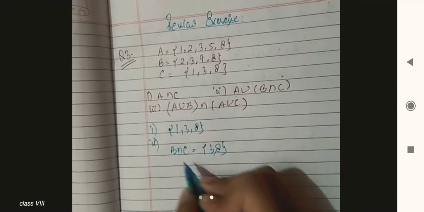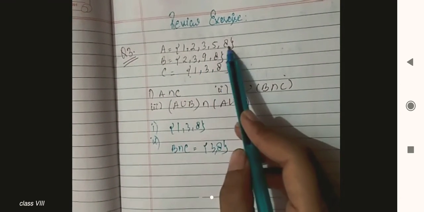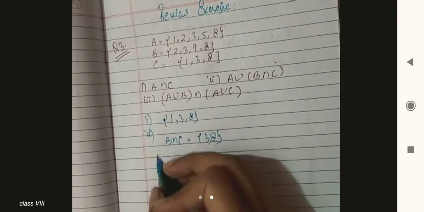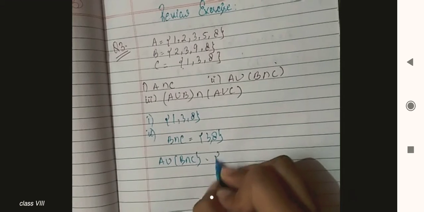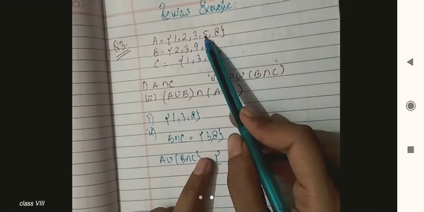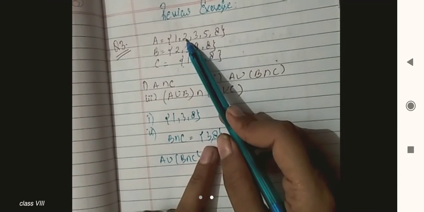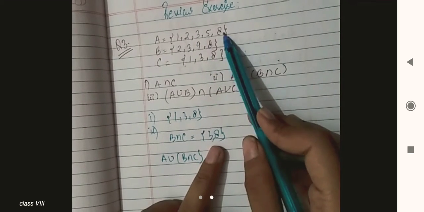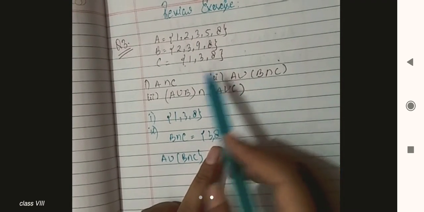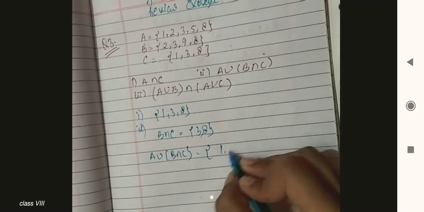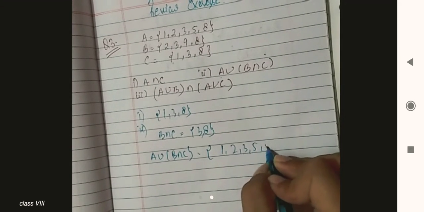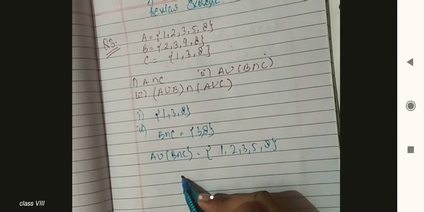Now A union. What is your A? 1, 2, 3, 5, 8. In union, you are supposed to write all the elements. So A union this will be 1, 2, 3, 5, 8. Here 1, 2, 3, and 3 is already there; 5, 8, and 8 is also already there. You have to write overall, and you are not allowed to repeat the numbers. So it will be 1, 2, 3, 5, 8. This is your A union (B intersection C).